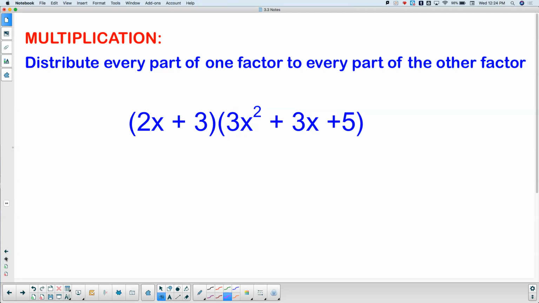If I want to work right to left, I distribute 3x squared into 2x plus 3. Then I distribute 3x into 2x plus 3. Then I distribute 5 into 2x plus 3. And then I combine like terms, and I get all the answers out.